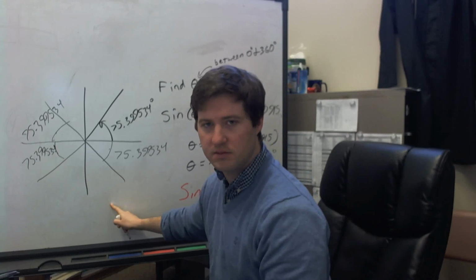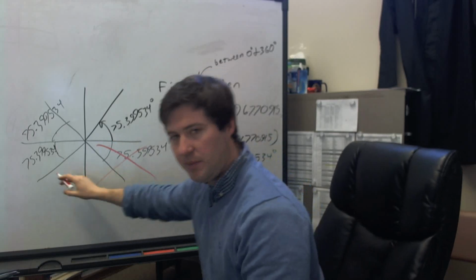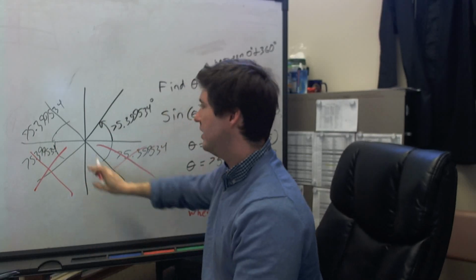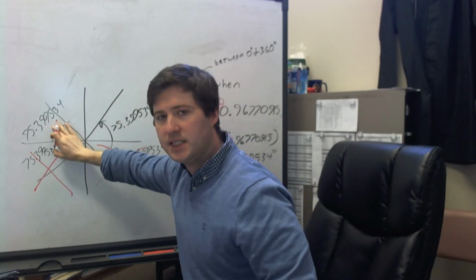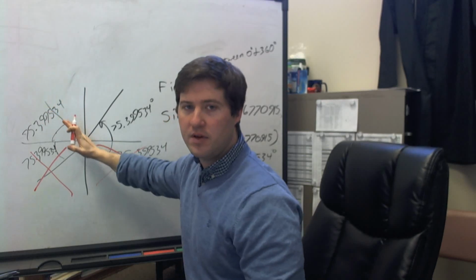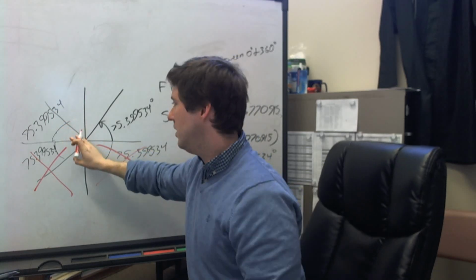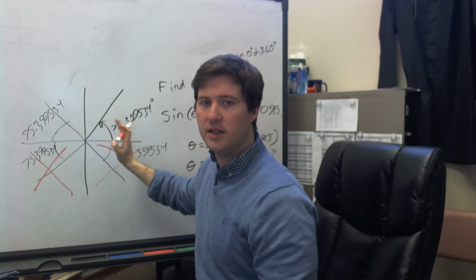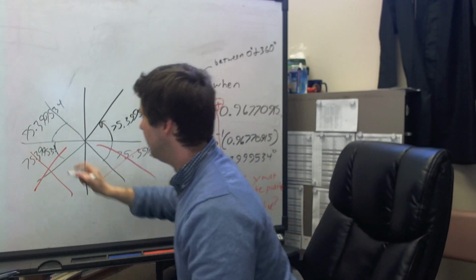Is y positive down here? No, it can't be this one. Is y positive down here? No. It can't be this. Up here, y is positive. Up here, y is positive. So this is the one that's going to satisfy this. This angle right here has a reference angle of 75.3999534, and the sine of that angle is going to be positive. So that's the one we want.